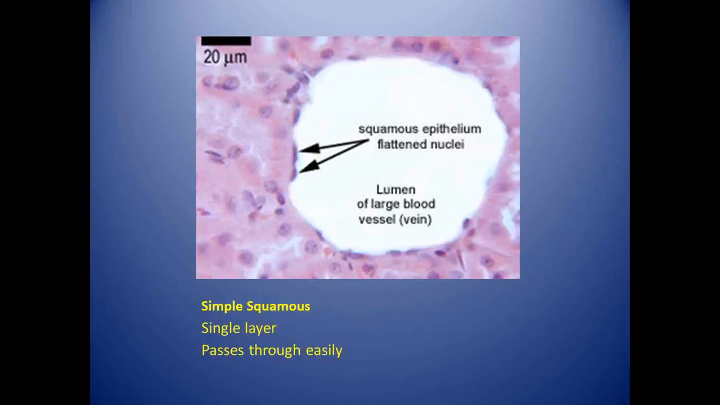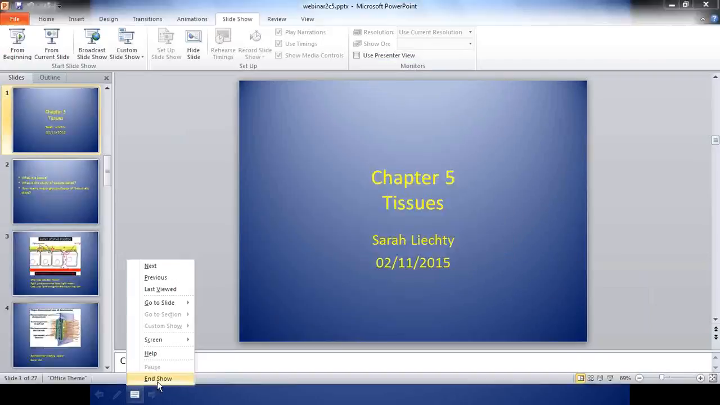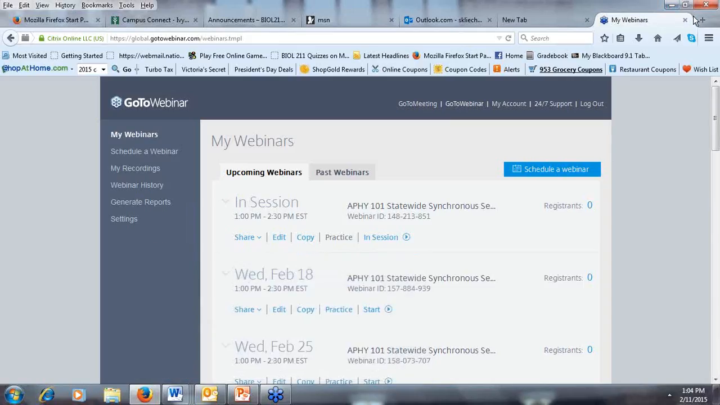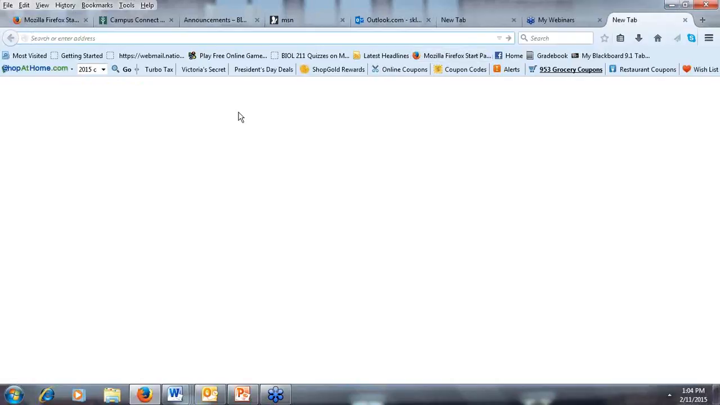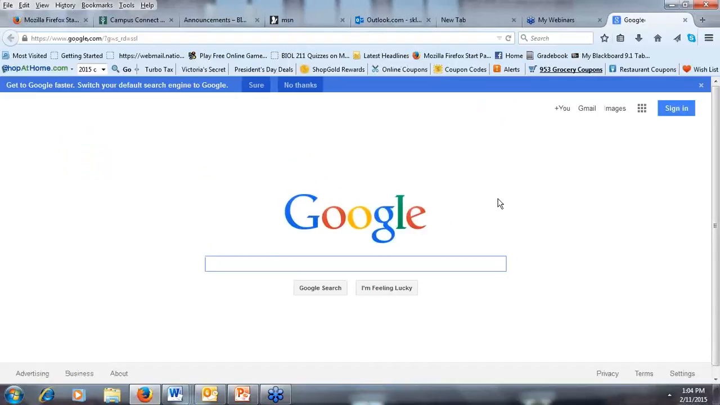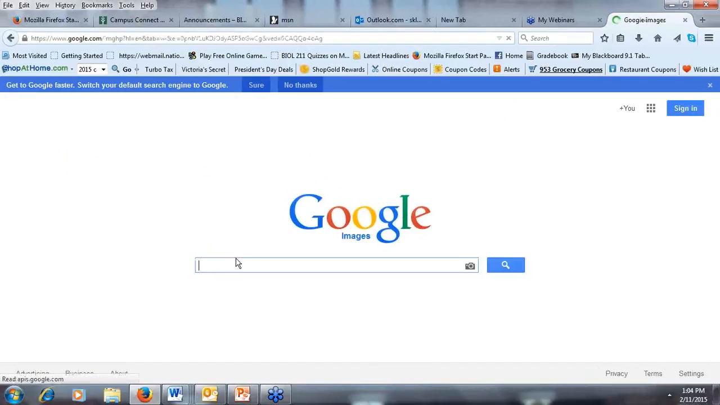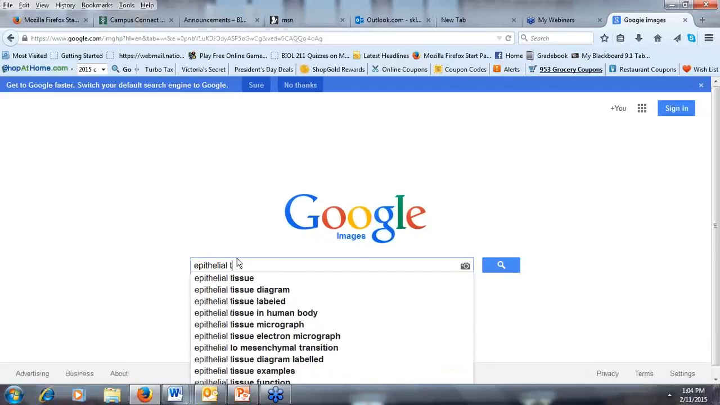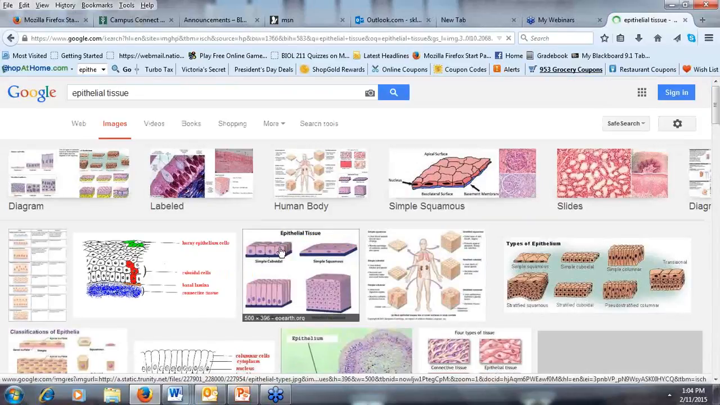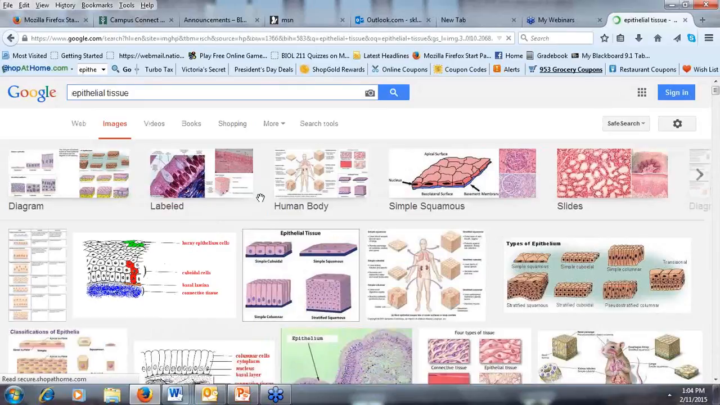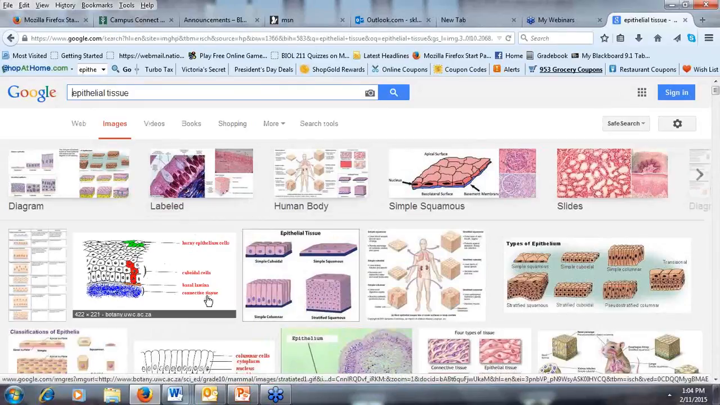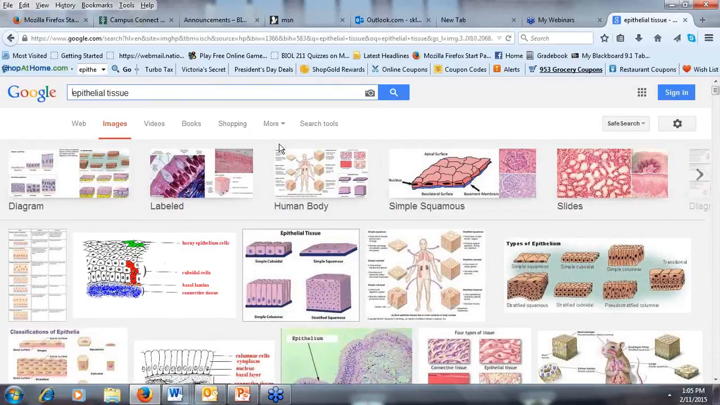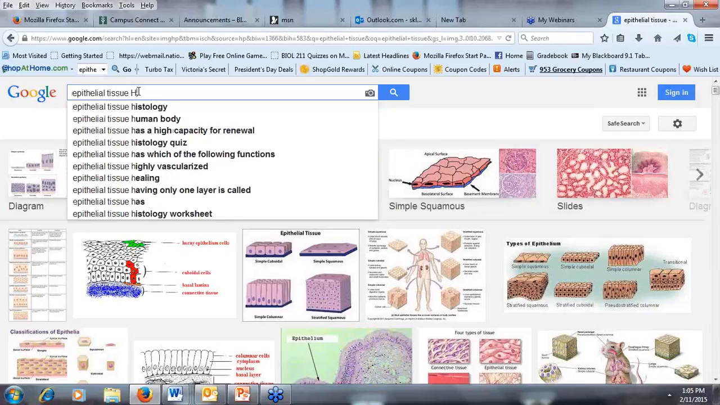Now, you can do this yourself. Let me show you how easy it is. I use Google as a search engine, and what you can do is click on this term "images" up here, and then you can put in epithelial tissue, and you'll come up with actual histology slides of actual tissue or diagrams of those. Now, if you want to be more specific, you can put "histology" on here.